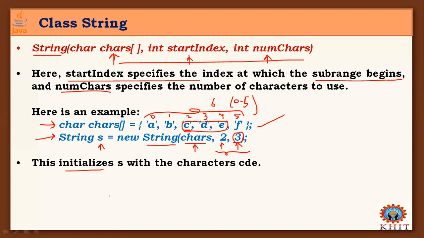This part of the subrange or substring is used to initialize this one. So already one character array is there with 6 values, but I am initializing this string object S like this by using that character array with specified starting index 2 and total number of 3. That's why this string object is initialized with the characters of that character array, C, D, E. Now when we are printing this object S, it displays the value of that string as C, D, E. Understood?